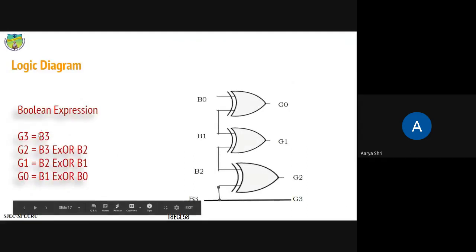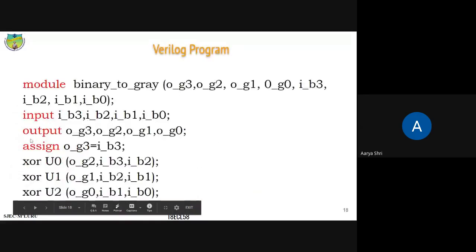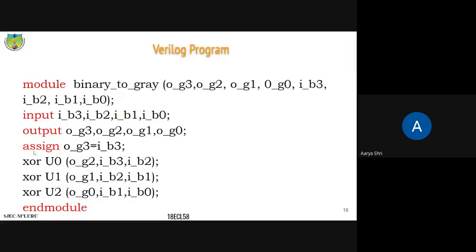After that, in the case of this Boolean expression, you can find that G3 is equal to B3. So first we write the keyword assign, that is assign O_G3 is equal to I_B3. So this assigns the value of B3 to G3.